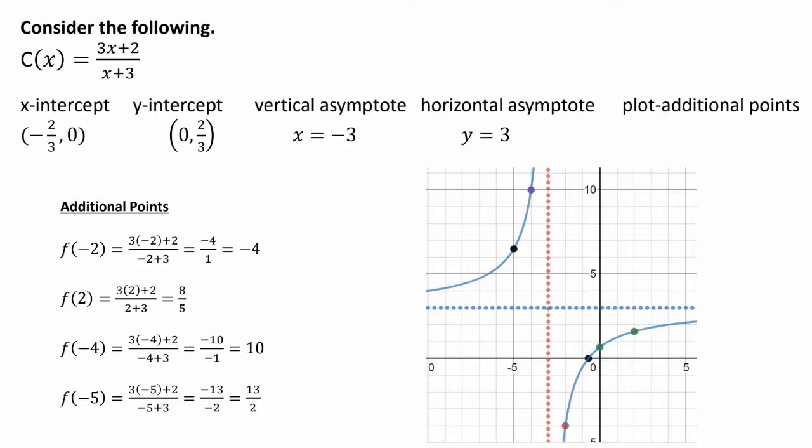Okay? So we plot these points. Again, we're going to do a little bit of cheating and use the computer to graph these points. We get these curves that, again, come close to our asymptotes, but will never cross or touch these imaginary vertical and horizontal lines. Okay? All right.